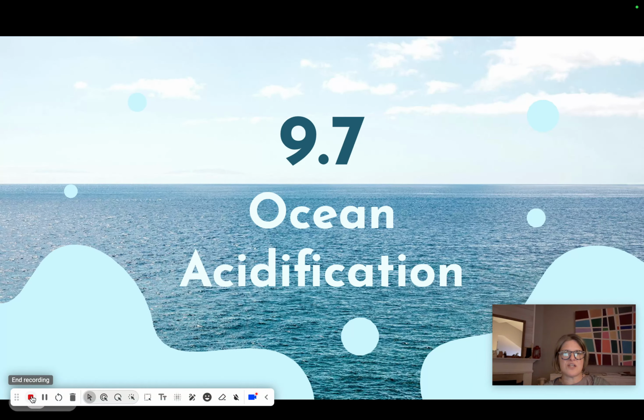Our next section is going to be 9.7, ocean acidification. And I kind of mentioned it briefly in these notes. So we'll figure out what all is involved with ocean acidification when I see you guys next time.